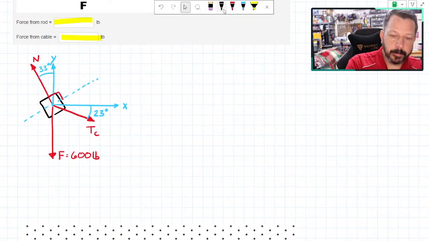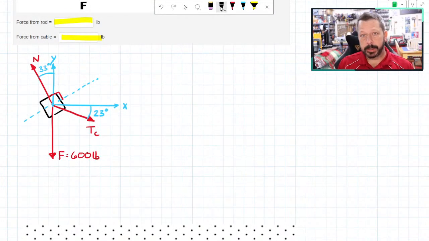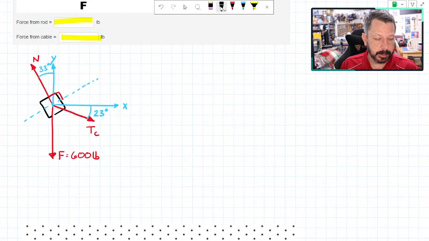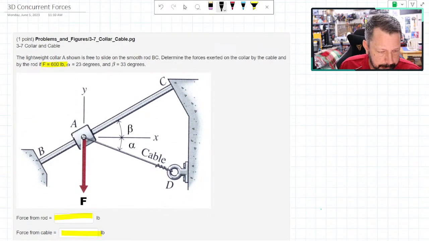So this is a 2D system. We're not doing 3D yet. We're doing this one so that we can set up the process for doing our simultaneous equations and review the 2D system. This problem did not explicitly say that we're in static equilibrium anywhere.